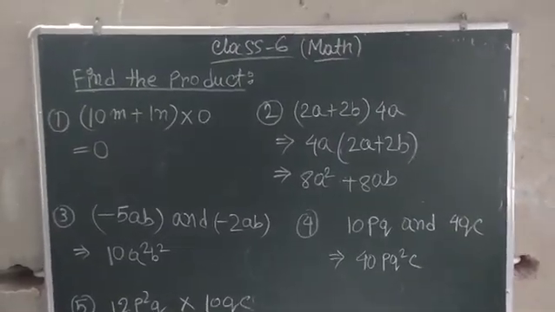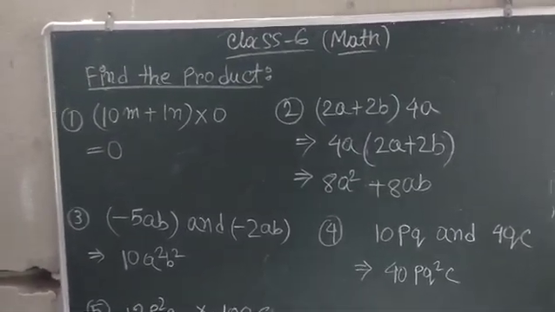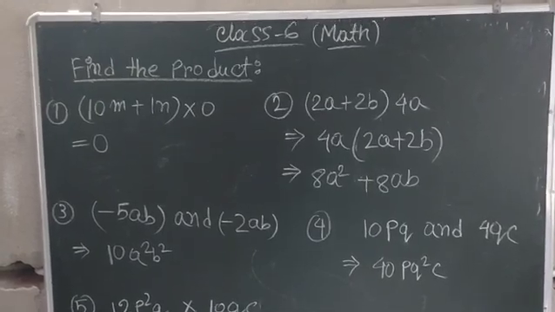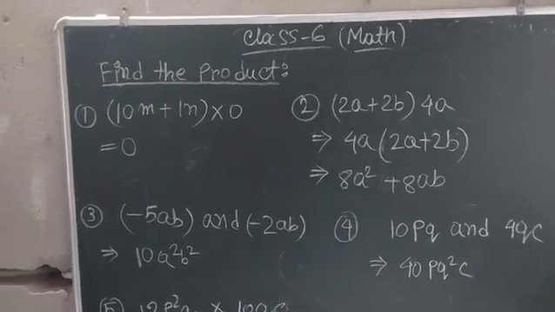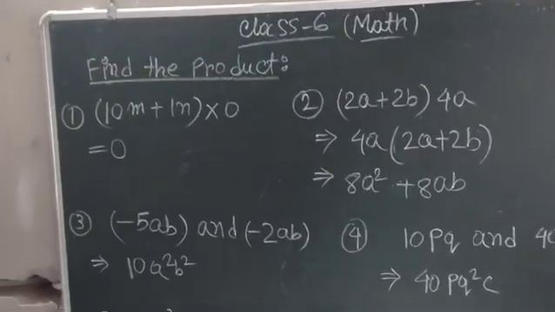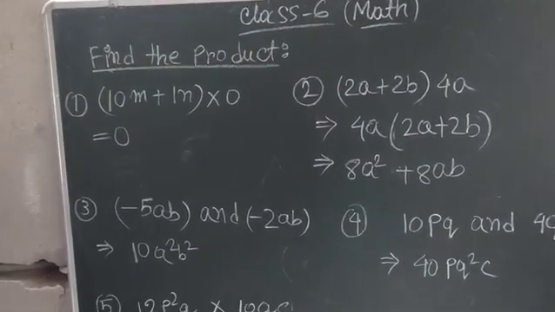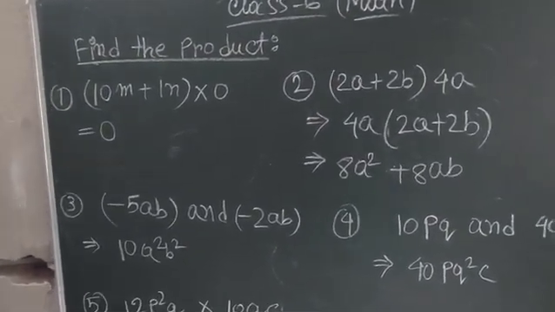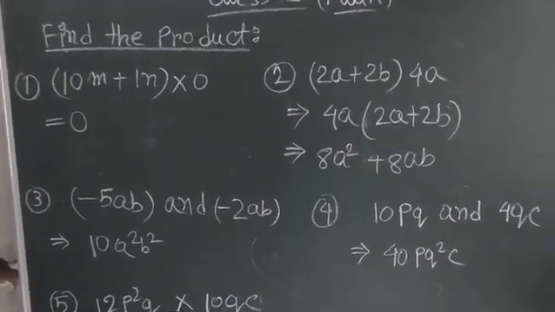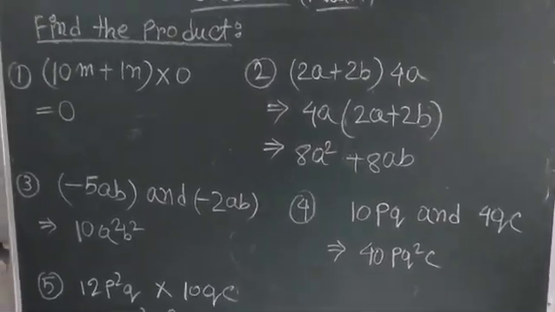Today we discuss class 6 math. We discuss the product. Find the product of 10m plus 1n multiplied with 0. So the answer is 0. Number 2, 2a plus 2b multiplied with 4a.